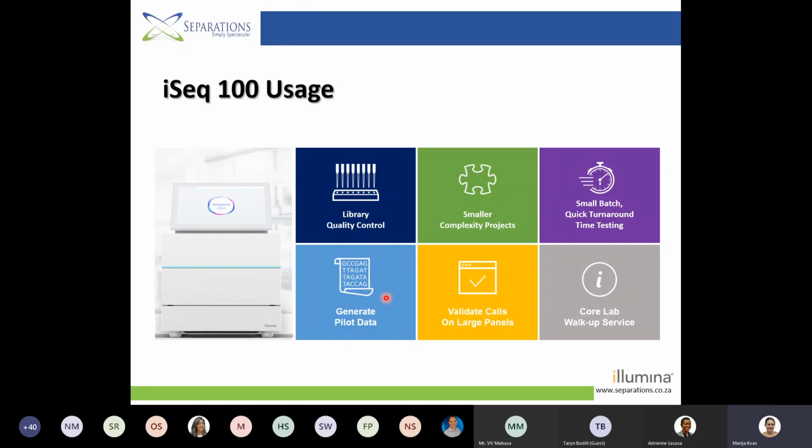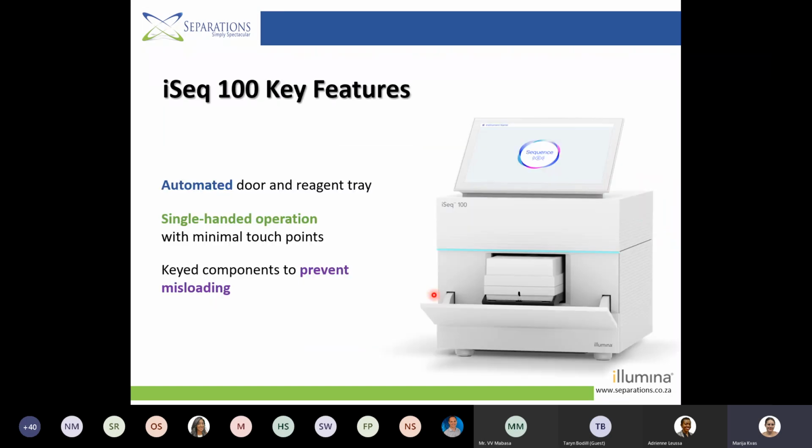But we can also use it to generate pilot data for future studies, or also to look at loading the smaller number of samples and validate those calls for the larger panels that we want to put maybe on larger instruments such as NovaSeq.